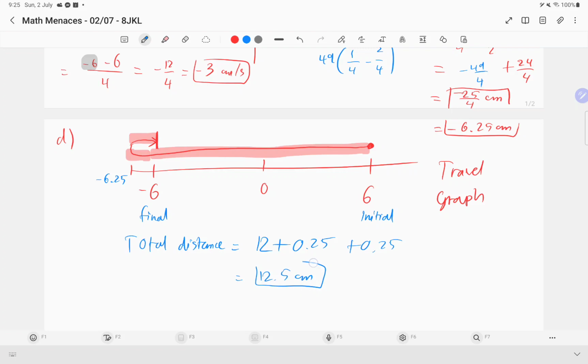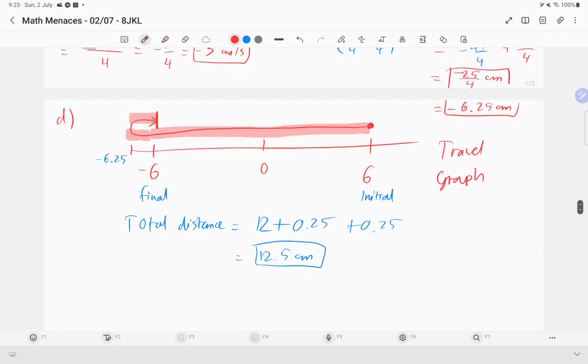So the total distance is actually a little bit higher than normally. It's always higher than or equal to the displacement, right? Because if there's any turning point, it will be higher. If not, it will be the same as the displacement. So in this case, the total distance is 12.5. So then the average speed would be 12.5 over 4 seconds, which is 3.125 centimeters per second. Okay.